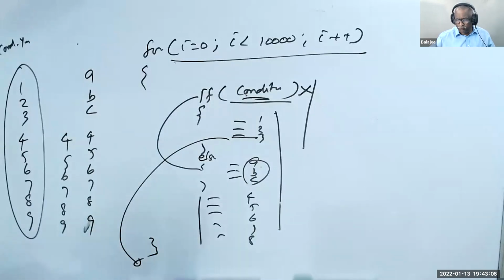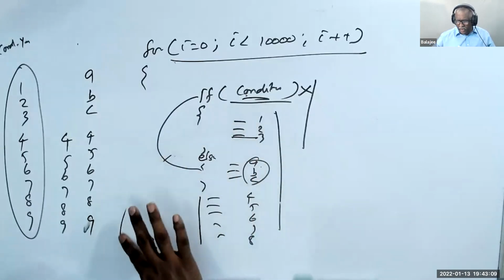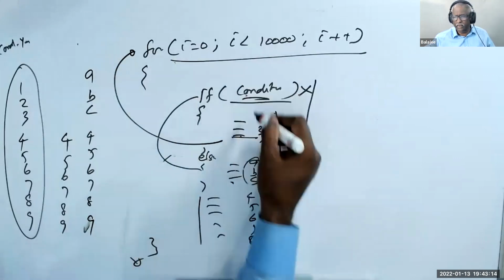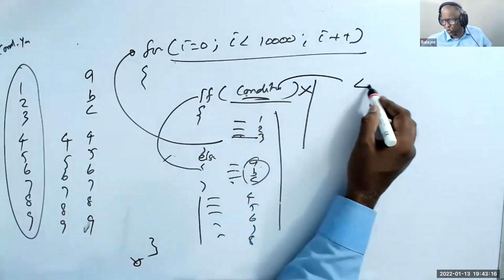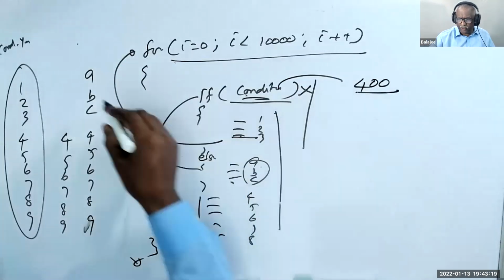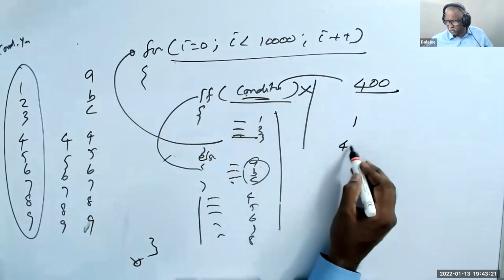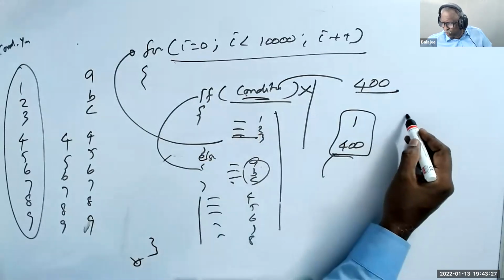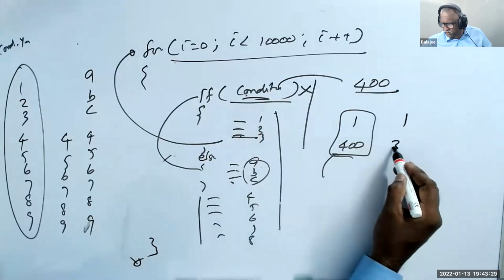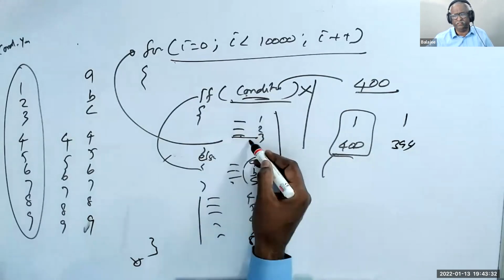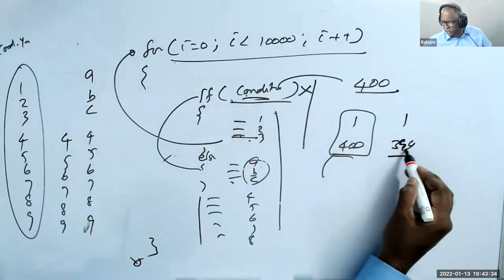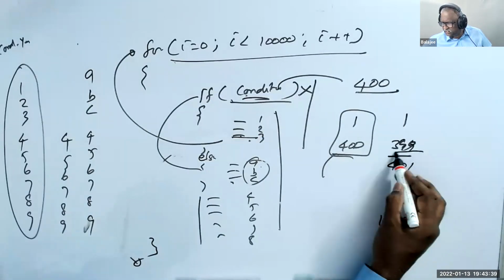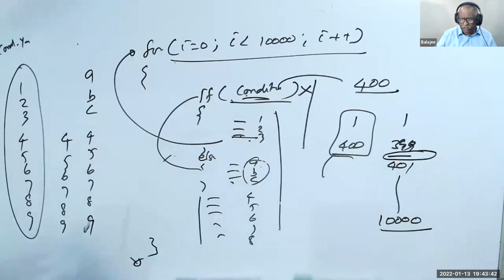The fifth possibility is, after this third one, I will go back and continue. Let us say this condition is satisfied at 400. In the first case, I will do 1 to 400, then I quit. In the second case, I will do 1 to 399, and when the 400 check takes place, I will skip and continue from 401 to 10,000. Whenever the condition is met, that is called continue.